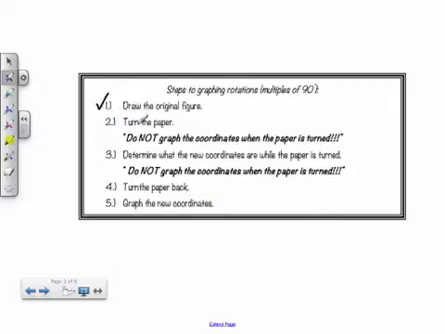Step number 2 says to turn the paper. This is based on the directions that it tells you. And it says do not graph the coordinates when the paper is turned. So do no type of graphing whatsoever when your paper is turned. That is the biggest mistake that people will make. So be extremely careful about what you are doing right here.